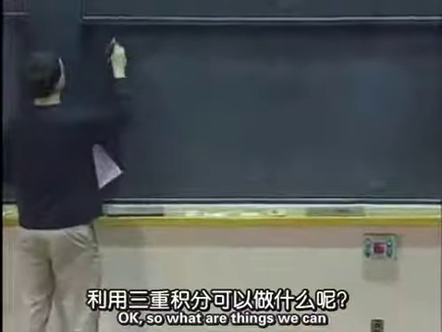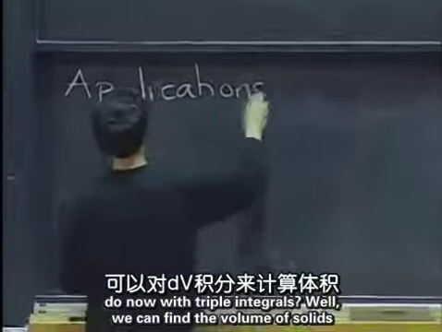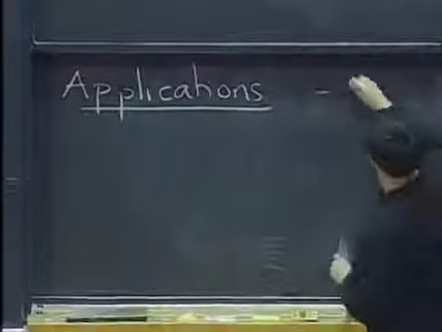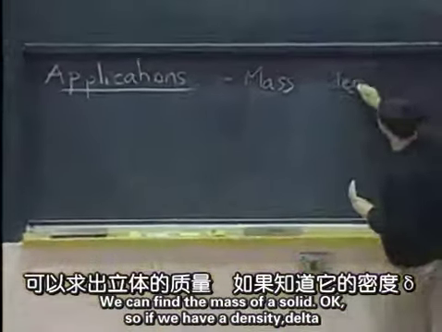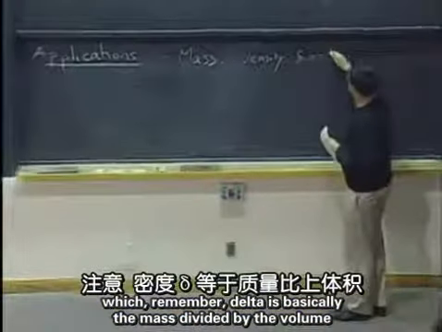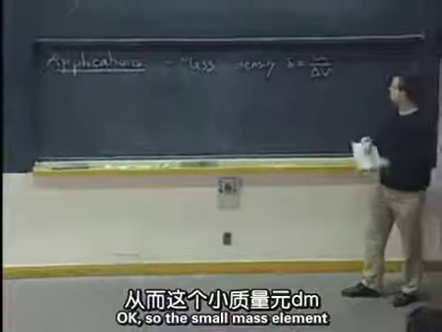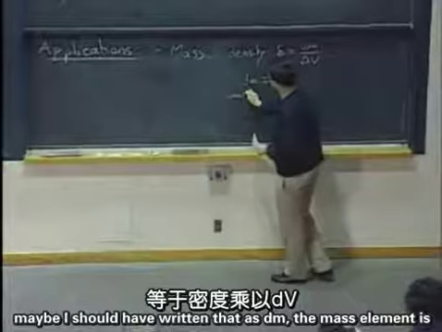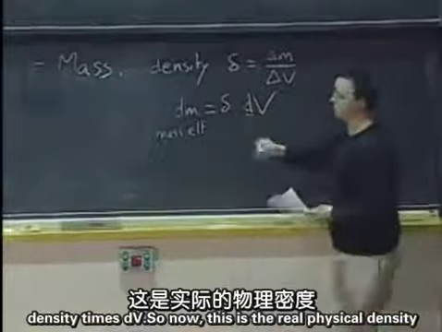So what are things we can do now with triple integrals? Well, we can find the volume of solids by just integrating dV, and we've seen that. We can find the mass of a solid. If we have a density, delta, remember, delta is basically the mass divided by the volume, then the small mass element, maybe I should have written that as dm, is density times dV.